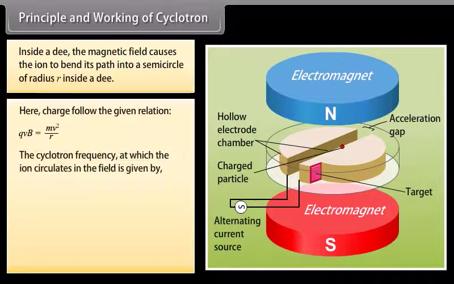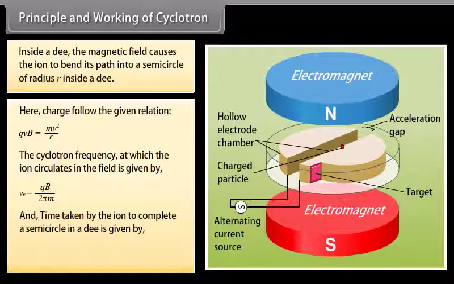The cyclotron frequency at which the ions circulate in the field is given by qB/2πm. And time taken by the ion to complete a semicircle in a D is given by πm/qB. At resonance condition, the ion arrives between the Ds exactly in time to be repeatedly accelerated and gains energy. This energy gain does not affect the resonance condition except increasing the orbit size.